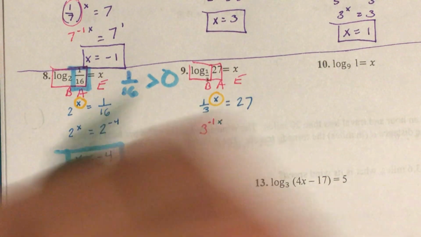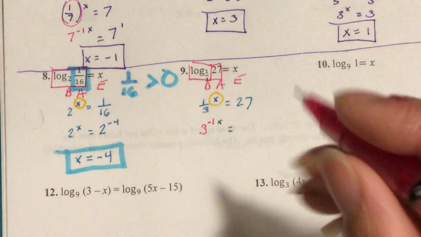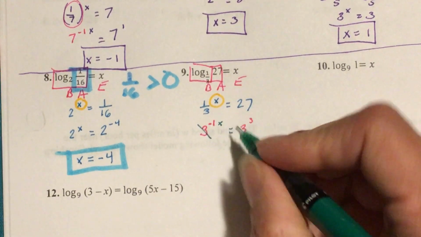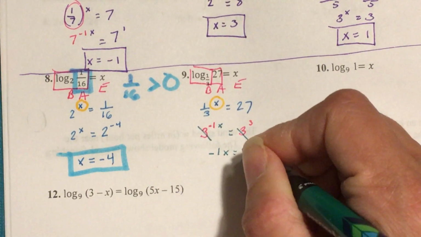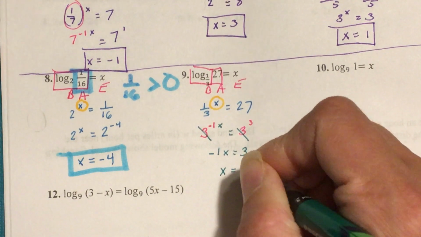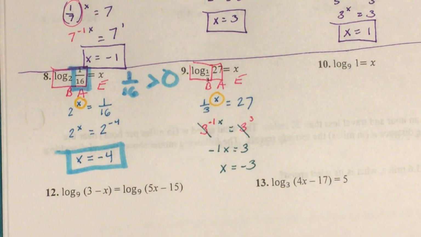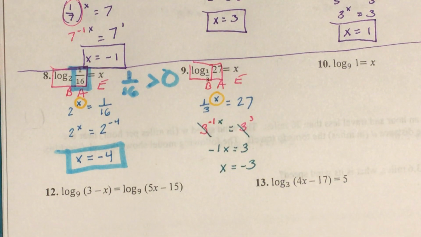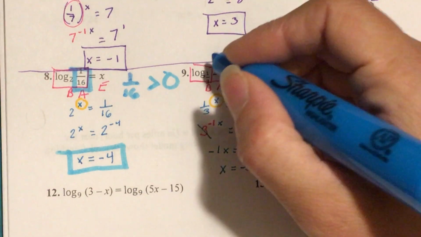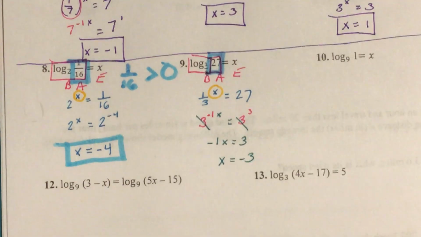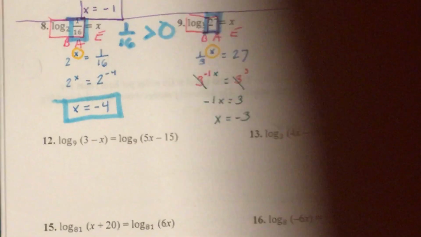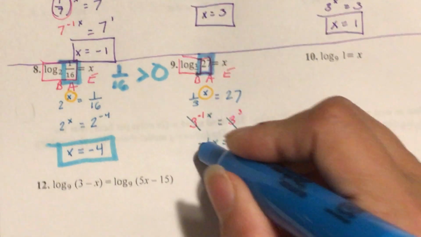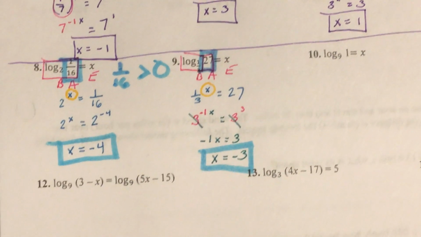How do we write 27 as a smaller base? That would be 3 to the third. So now that we have the same bases, we can cross those off. So negative 1x equals 3, and x equals negative 3. But before we put a box around it, because this is a log equation, we have to check for extraneous solutions. So we look at the answer part of the log, which is 27. And 27 is always greater than 0, so x equals negative 3 is really our solution.